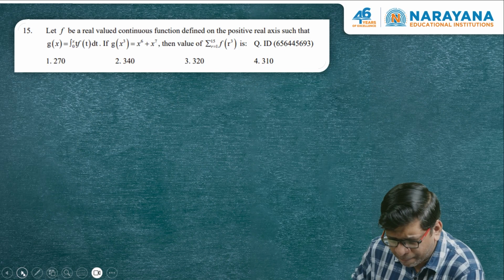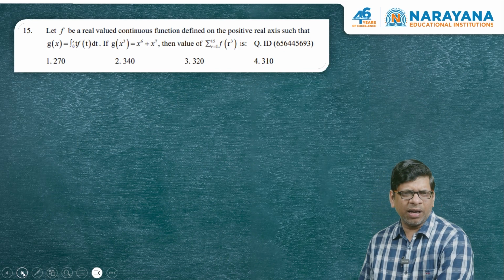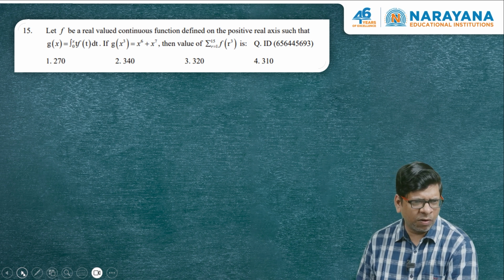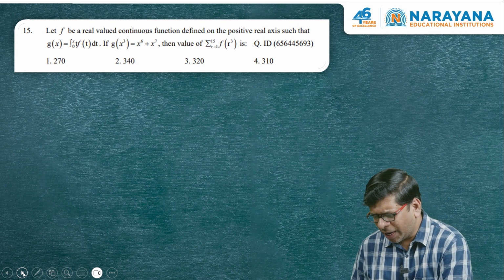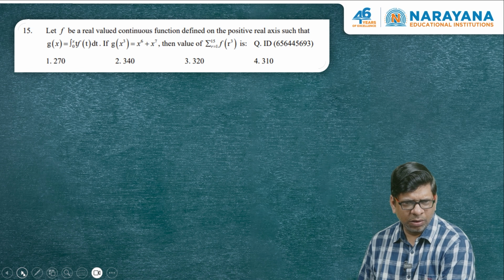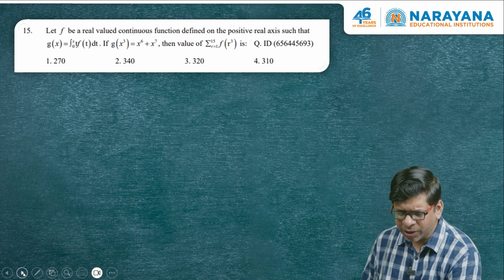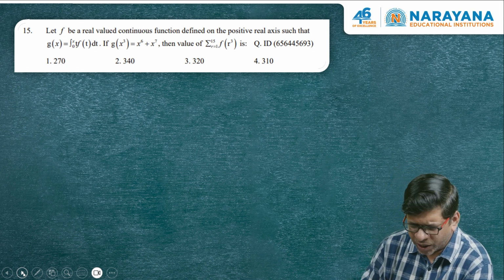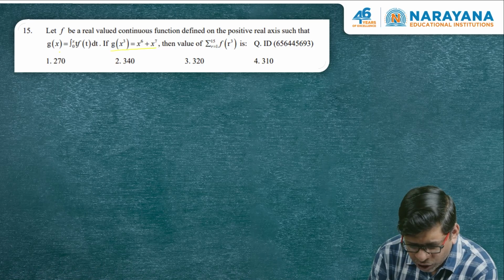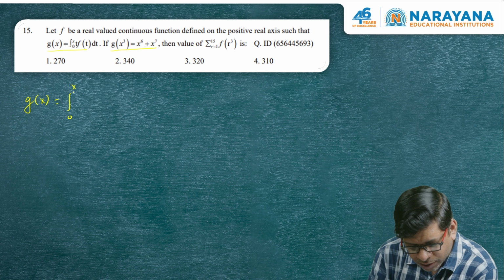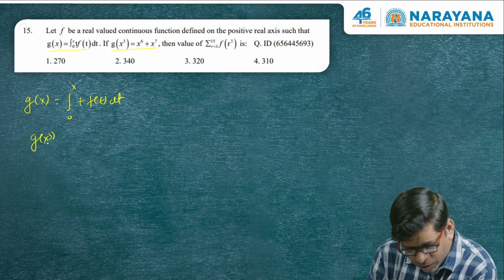Next question. f is a real valued continuous function defined on the positive real axis. Exactly the same question with somewhat changed data was already asked in JEE Mains. So previous JEE Mains questions are used as they are, only the data is changed. They are talking about g of x cube, but g of x is defined here. What is g of x defined? Integral 0 to x of t f of t dt. So what is g of x cube? In place of x, put x cube: t f of t dt.